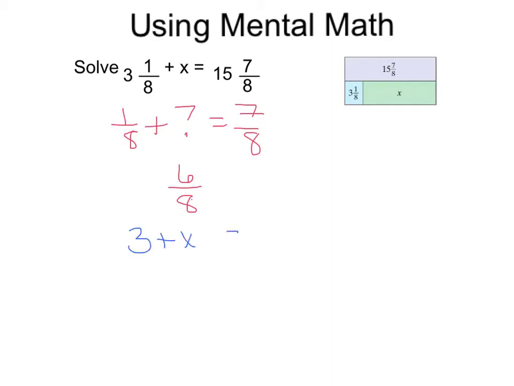Then if we look at the 3 and the 15, so 3 plus what will get me to 15? Well, 15 minus 3 is 12. So 12 is going to be my solid number.